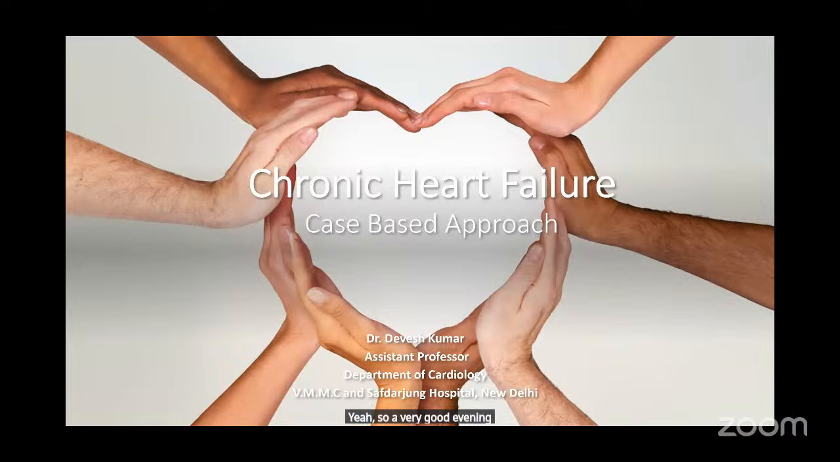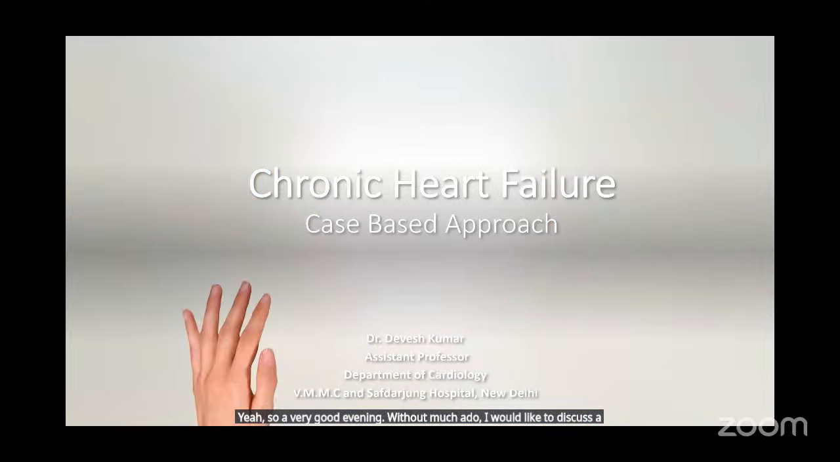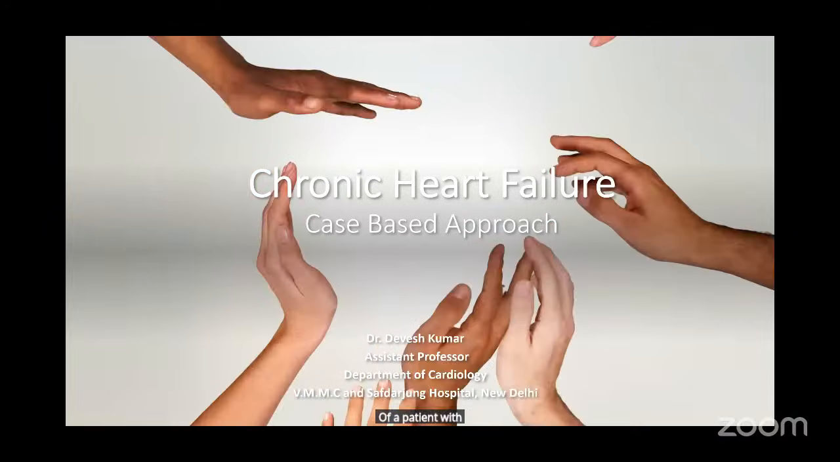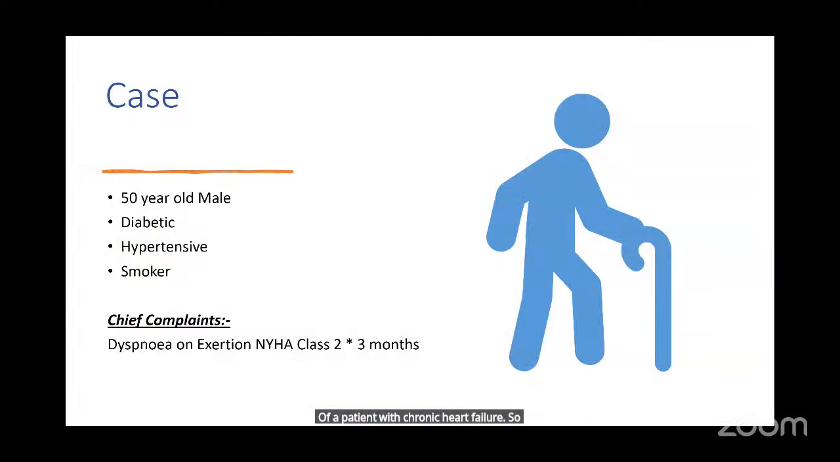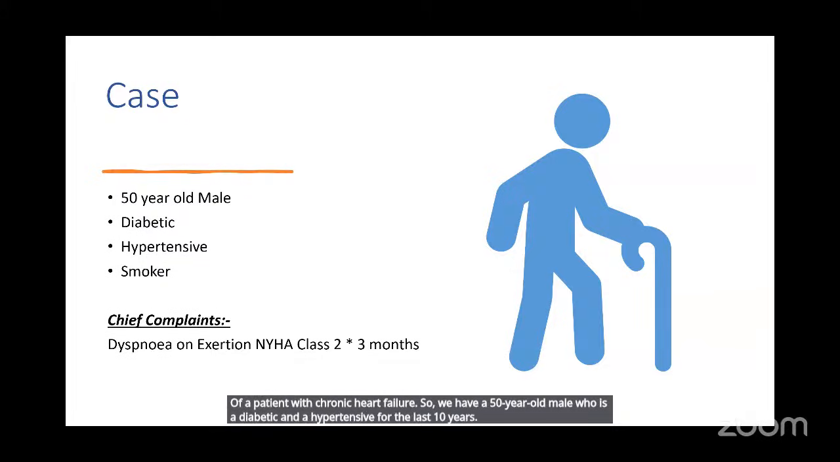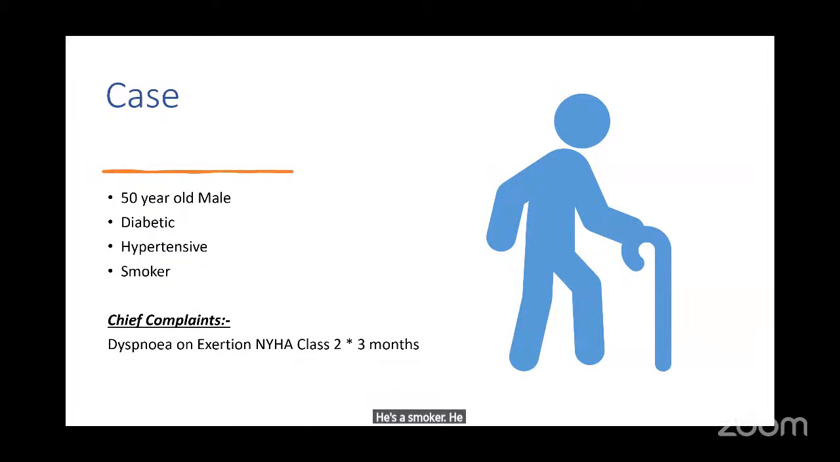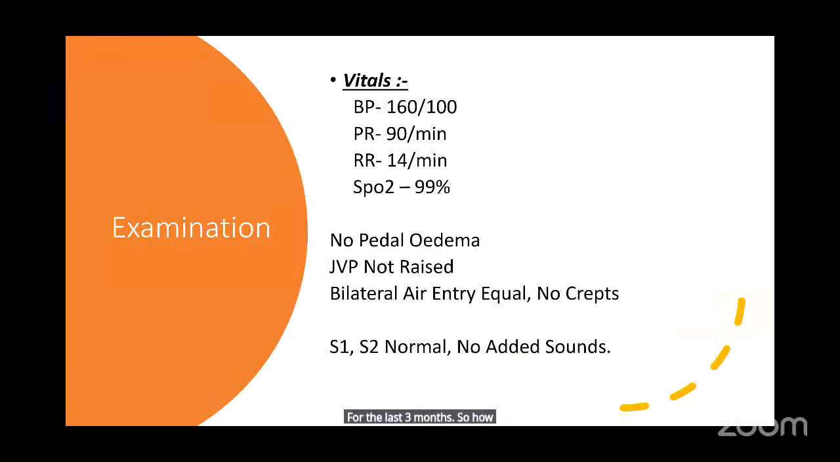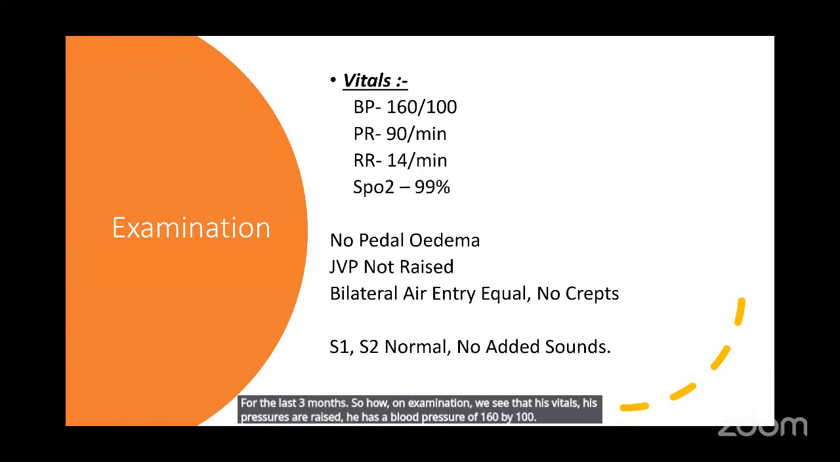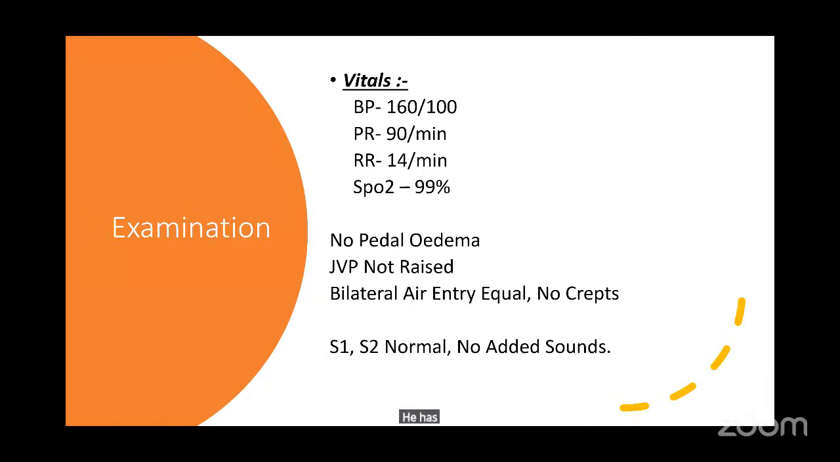Without much ado, I would like to discuss a case-based approach of a patient with chronic heart failure. We have a 50-year-old male who is a diabetic and a hypertensive for the last 10 years. He's a smoker. He has come to the OPD with dyspnea on exertion NYHA class 2 for the last 3 months. On examination, his pressures are raised. He has a blood pressure of 160 by 100. He has a normal respiratory rate. His pulse rate is also within normal limit. Saturation is 99%.